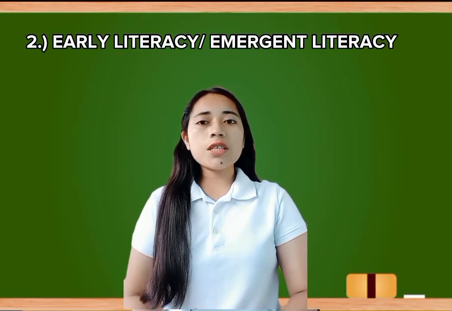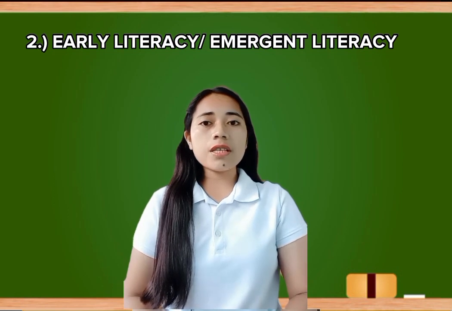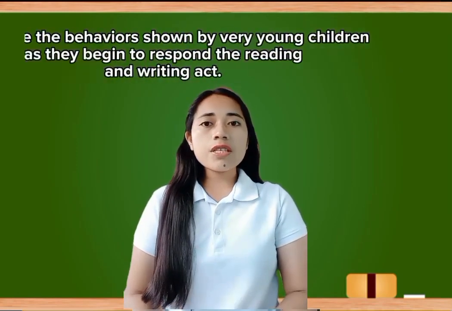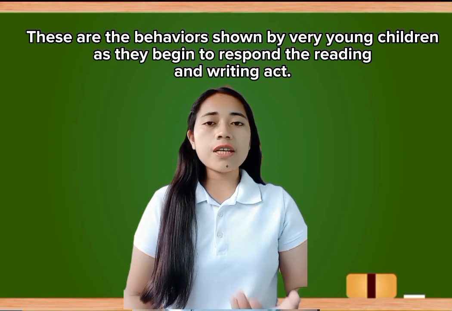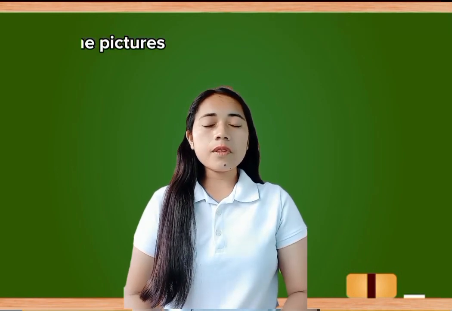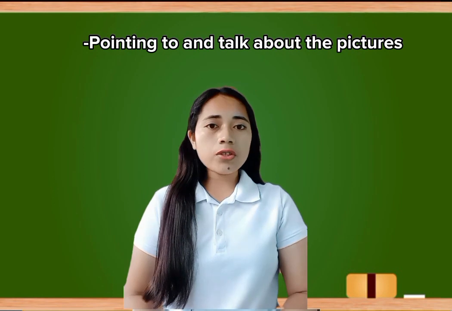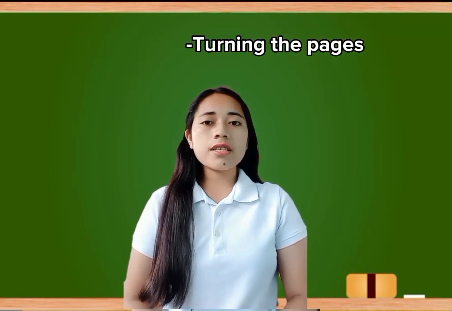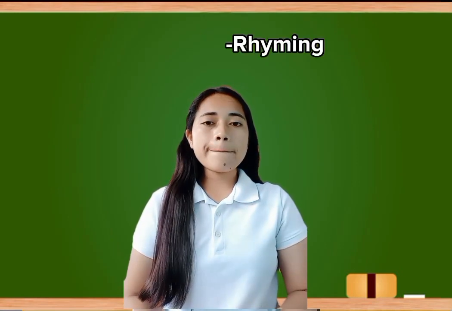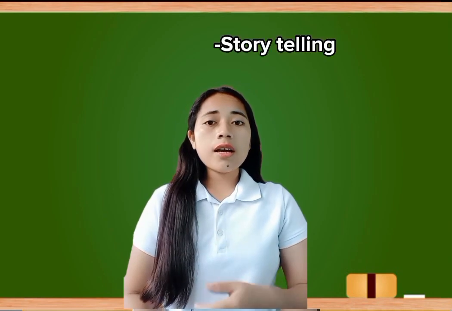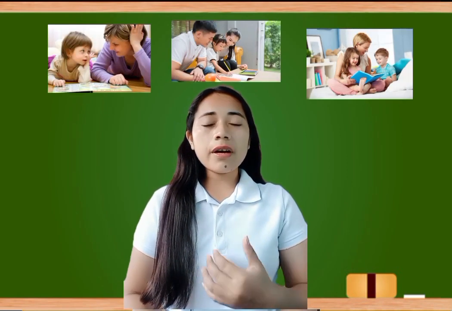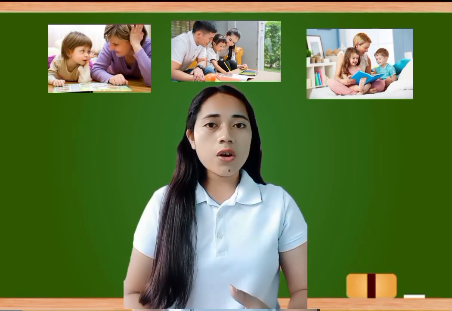So, let's proceed to early literacy or emergent literacy. Early literacy is learning about sounds, words, and languages. These are the behaviors shown by very young children as they begin to respond to the reading and writing act. Can be shown through pointing to and talking about the pictures, turning the pages, asking questions, rhyming, and storytelling. So, ani nga stage, early literacy ang mga bata ga edad pa og 3 to 6 years old.